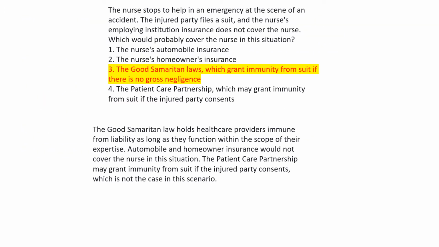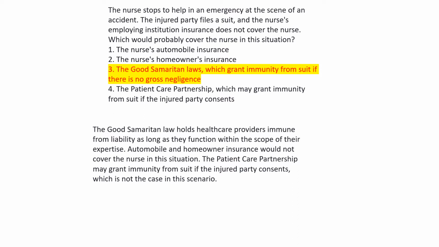Answer 3. The Good Samaritan laws, which grant immunity from suit if there is no gross negligence. The Good Samaritan law holds healthcare providers immune from liability as long as they function within the scope of their expertise.